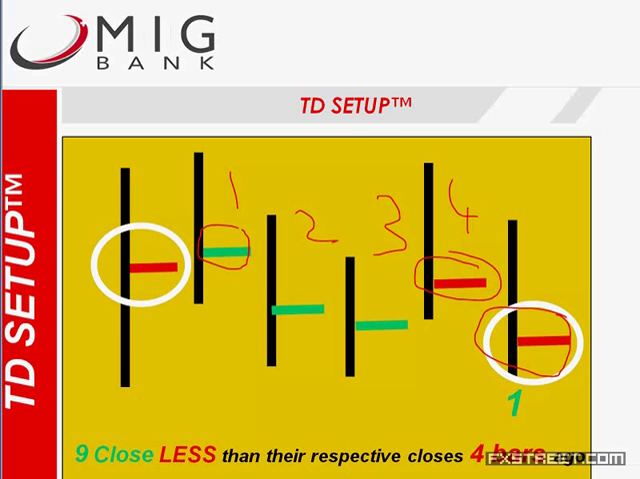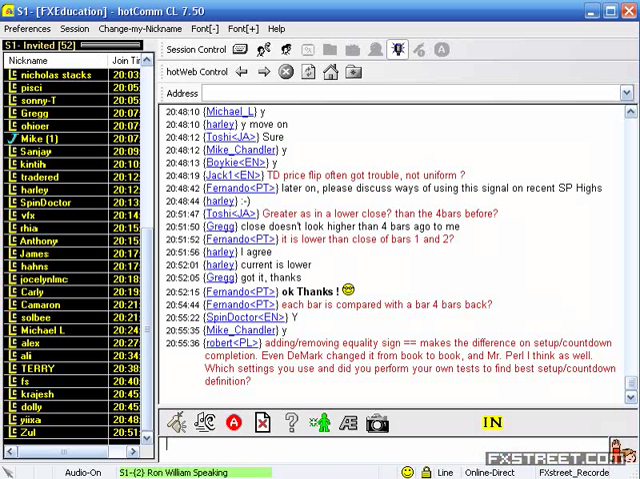Robert's just saying, adding and removing equal signs makes the difference on a setup countdown for completion. Even DeMark changed it from his book. Mr. Pearl, I think, as well. Which settings do you use, and did you perform known tests? Okay, I'll answer that probably through an email later on.